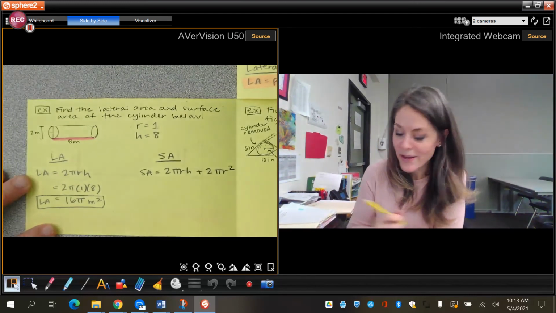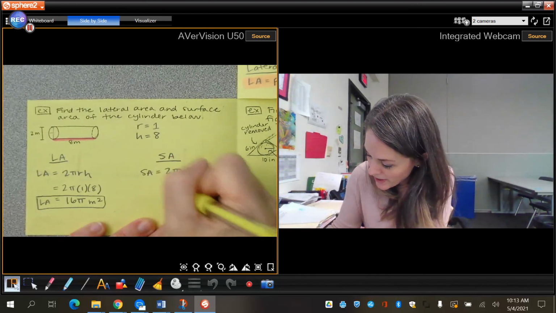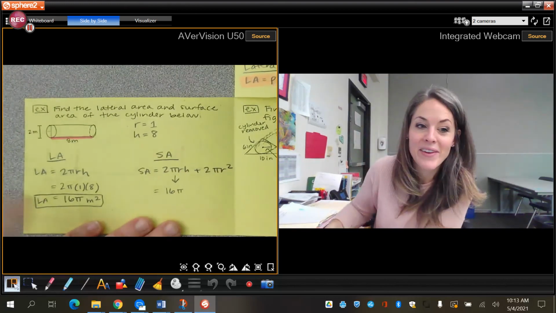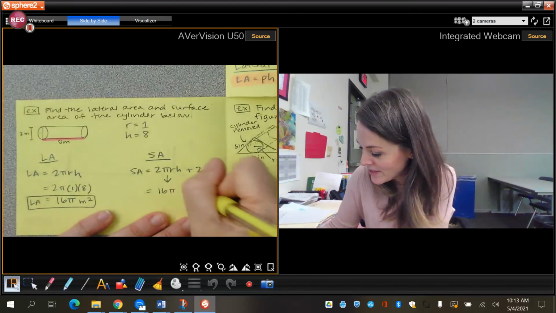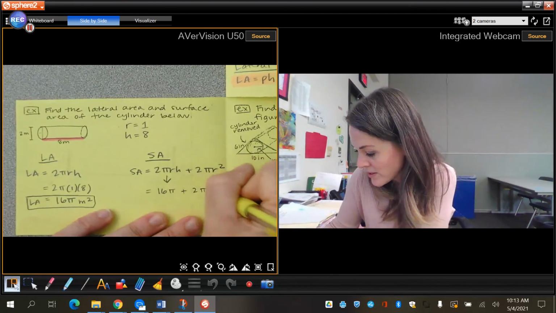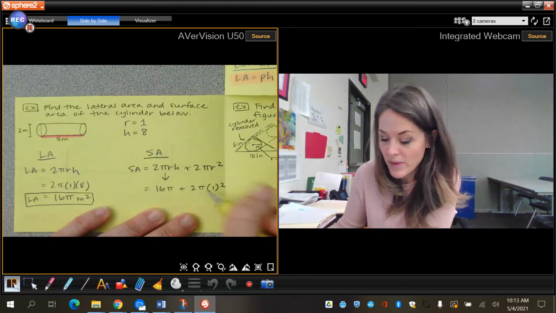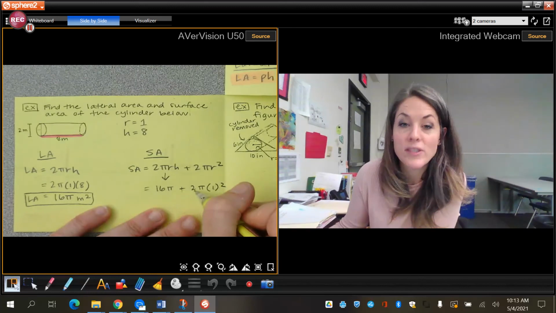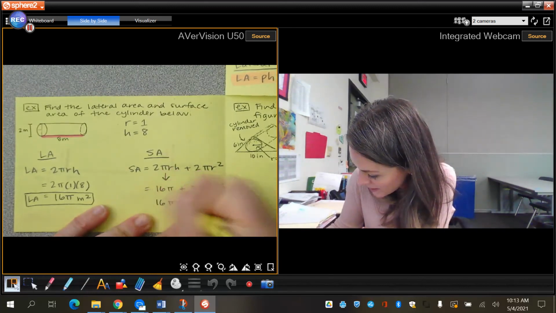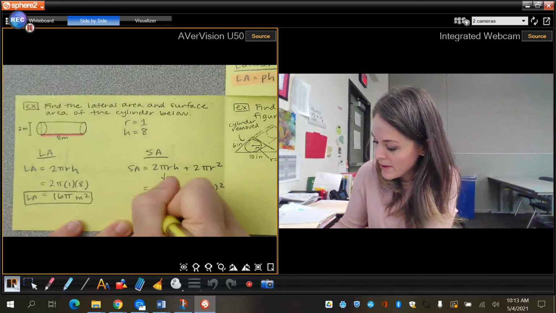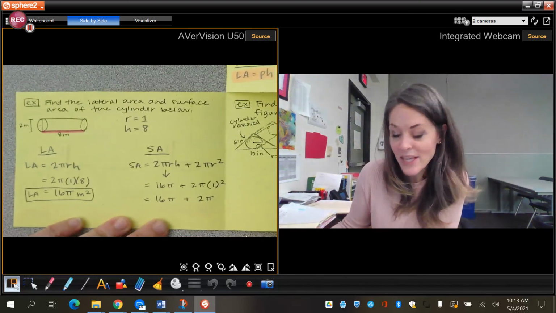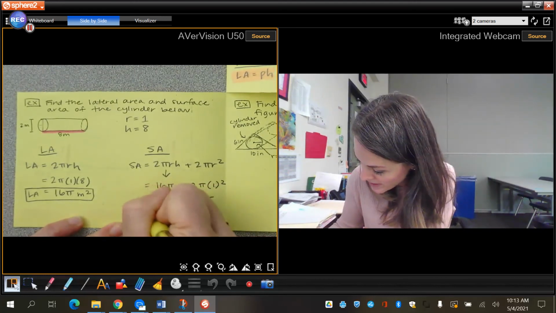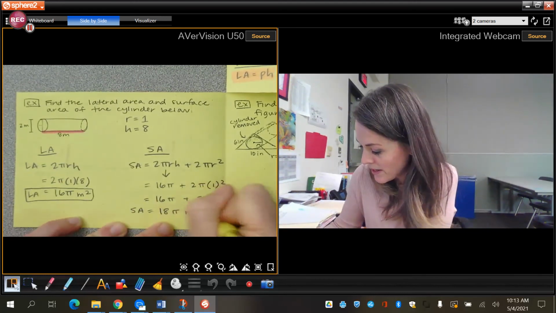All right, not so bad. So now I already know that this 2 pi r h is 16 pi. So no reason to do it again, right? I've already done it right here. Then I'm going to add that to 2 pi, radius is 1, squared. Then I'm going to simplify just this part. So 1 squared is 1. 1 times 2 is 2. So this is just going to be 16 pi plus 2 pi. Those are like terms, so I can add them together. 16 pi plus 2 pi is 18 pi. So the total surface area of this cylinder would be 18 pi in meters squared.